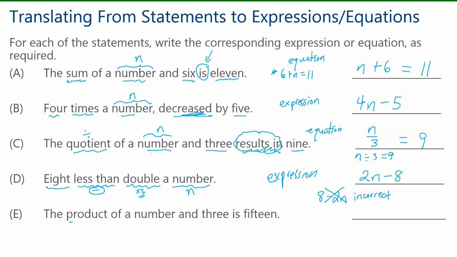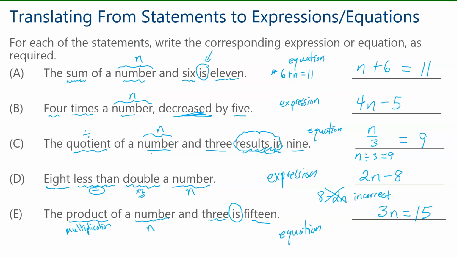Product, very important word here. That indicates multiplication. A number, I'm going to use n, and 3 is, that's an important word because that tells me I actually have an equation, and then 15. So I'm going to put in my equal sign over in the blank. The product of a number and 3. So I need 3 times a number. Best way to write that, 3n, equals 15. So my equation, 3n equals 15.